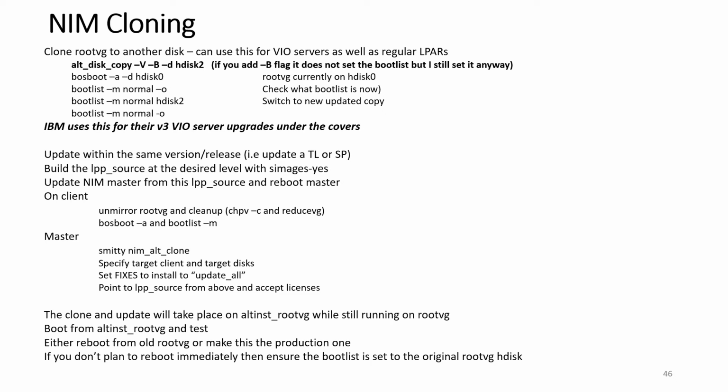Now, if I'm doing an update within the same version or release, I can just do straight out cloning. So I build my LPP source, and I'll update my NIM Master and reboot it. Once my NIM Master is at the right level, then on my client, I'm going to make sure I have a spare disk, which means if I've got a mirrored rootvg, I need to unmirror it. And then I'm going to use smitty alt_clone from the master to specify the client and the target disks and tell it to do an update all and point it to the LPP source. And of course accept the licenses. And then what will happen is the client will be running on rootvg, but the actual update will be done to the alternate disk, and then afterwards you have the option to boot from the alternate disk and test it. And if it doesn't work, then you basically set the boot list back to the old rootvg and you're good to go.